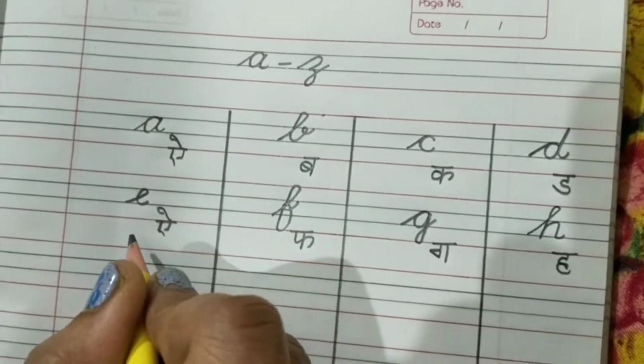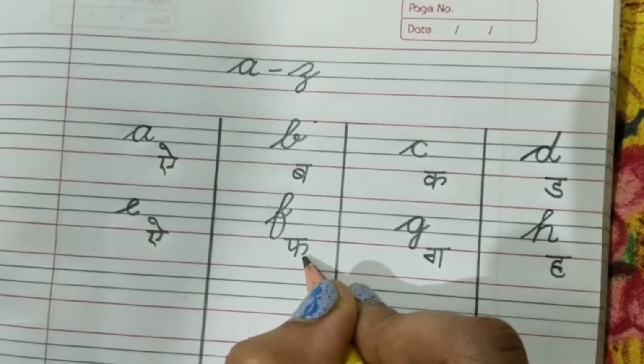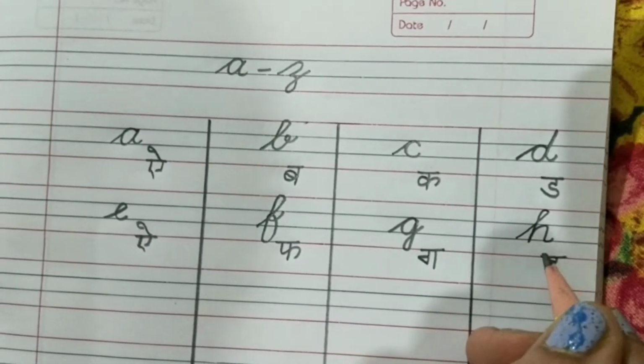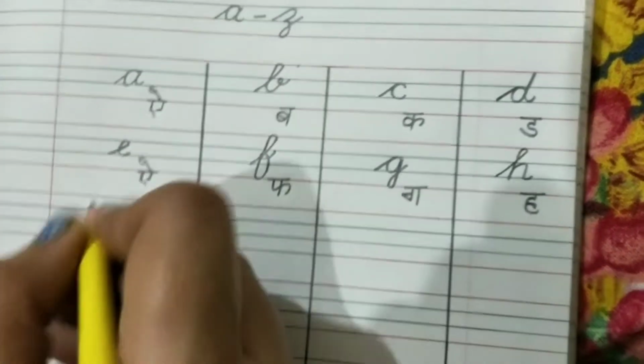Let's revise it again. E says a, engine. F says fur. G says girl. H says her. Now come to the next letter.